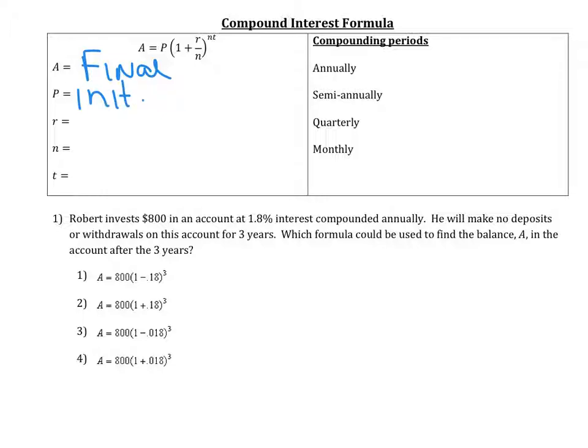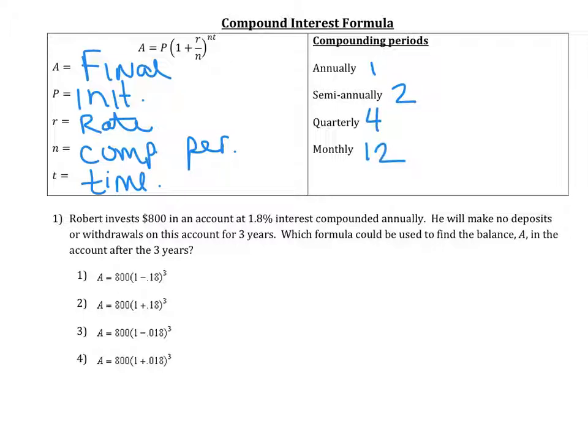Your P value is your initial amount. Your R is your interest rate. N is the number of compounding periods. And T, of course, stands for time. And we reviewed this yesterday. We'll hit it one more time. Annually would mean 1. Semi-annually is twice. Quarterly is 4. Monthly 12.